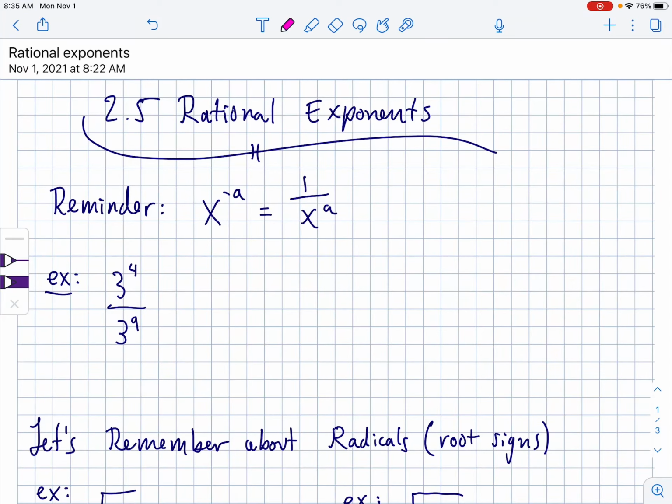All right, AGS 1. Today we're going to talk about rational exponents, and this is 2.5. Before we get started, just a quick reminder that last video we learned about why x to the negative a is 1 over x to the a. Remember that if you have an example like 3 to the 4th over 3 to the 9th, there's two different ways you can do it. You could expand and say this is 4 3's on top, and then 9 3's on the bottom.